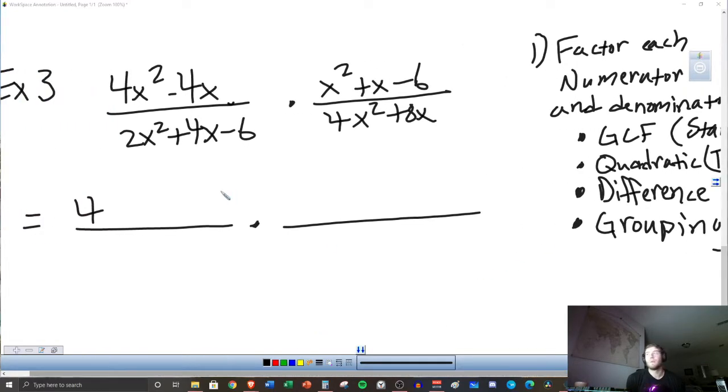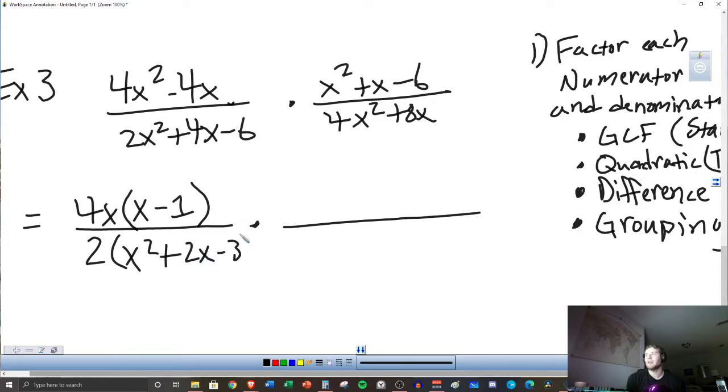Let's go, so for X squared and X, I can take out an X as well, and that's going to leave me with X minus 1. Okay? What about on the denominator? Is there a GCF down here? Yeah, there actually is. It's a 2. So I get X squared plus 2x minus 3.